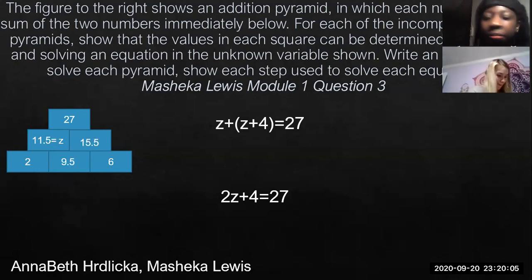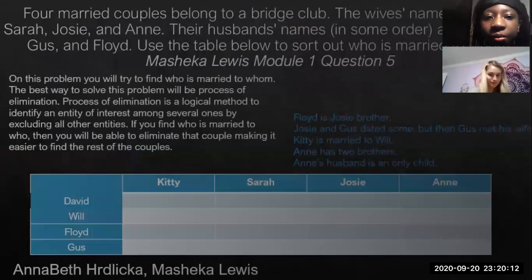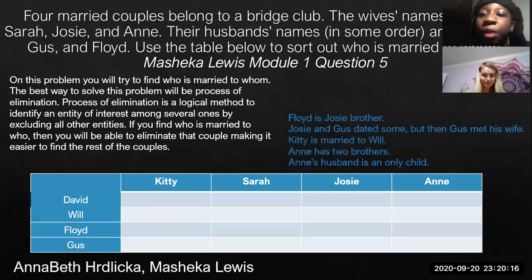And I do not have a question for you on this one. Okay, let's go to the next question. This question is, we have to use the process of elimination to see who is married to whom. Is there a question for you, me, on this one?